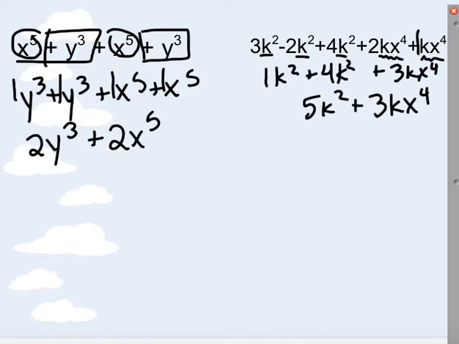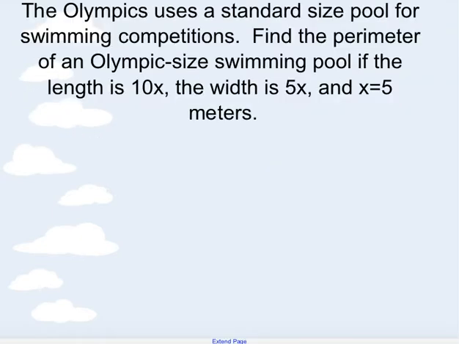Our final example that we'll do is this one. The Olympics uses a standard size pool for swimming competitions. Find the perimeter of an Olympic size swimming pool if the length is 10x and the width is 5x. Then we'll plug in 5 for our x to figure what it is in meters.